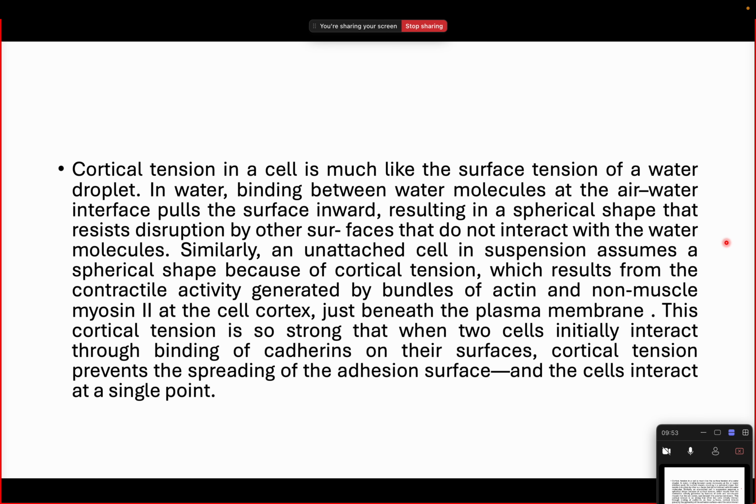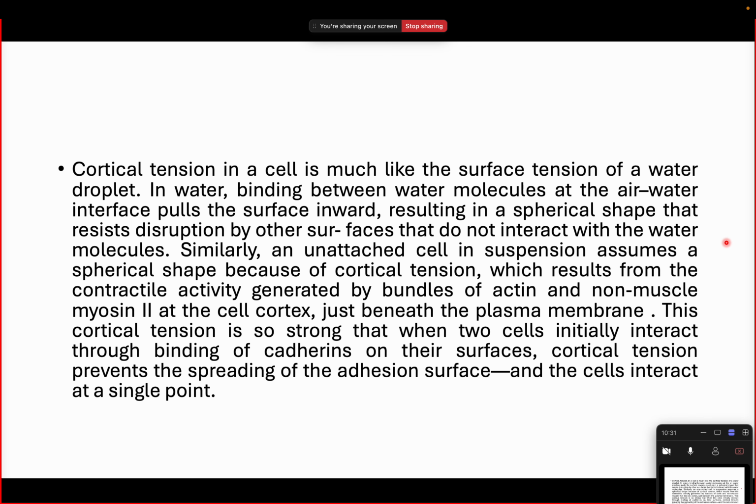It basically is saying that cortical tension in a cell is just like the surface tension of a water droplet, right? So, all of you have seen a water droplet. When there are different water droplets, water molecules at the air-water interface pull the surface inwards. That is how the water droplets are formed. Then that spherical shape has attained so much tension that it will negate any changes which you want to make on the surface, right? And which is not interacting with the water molecules.